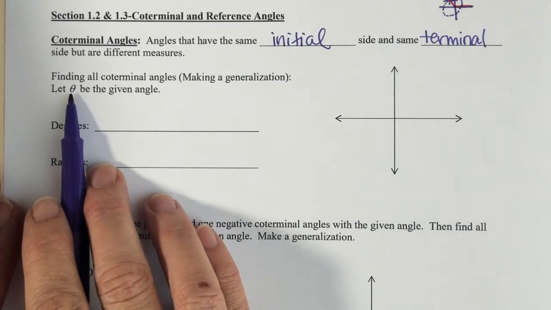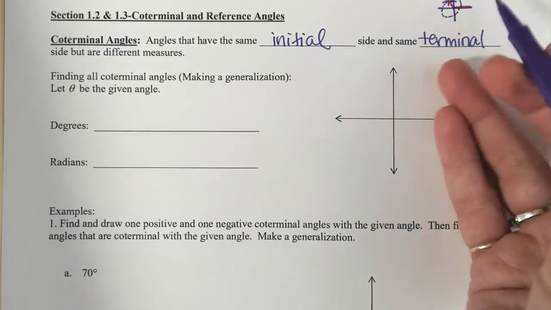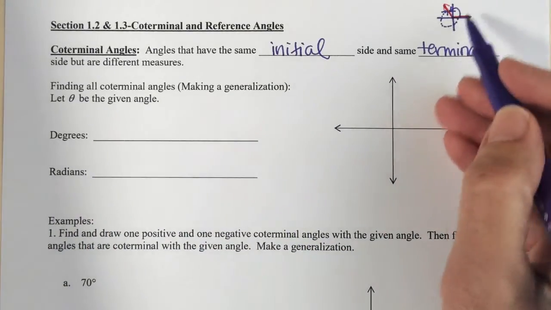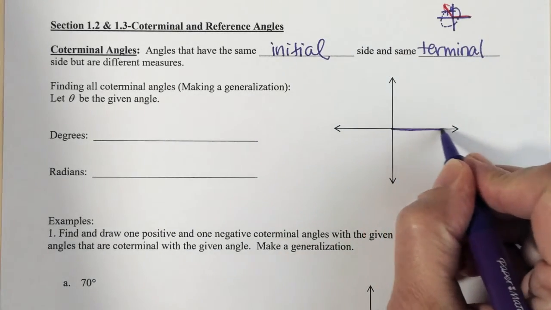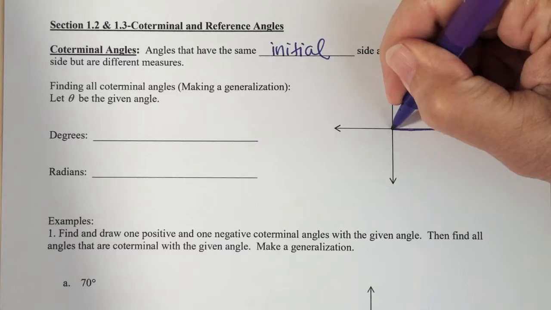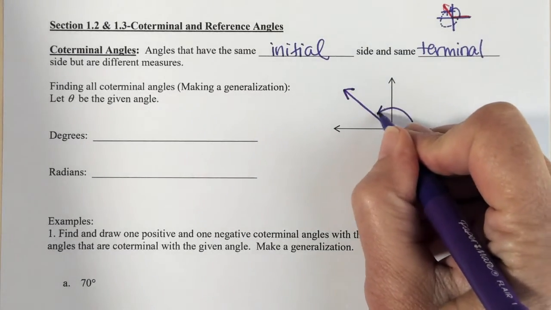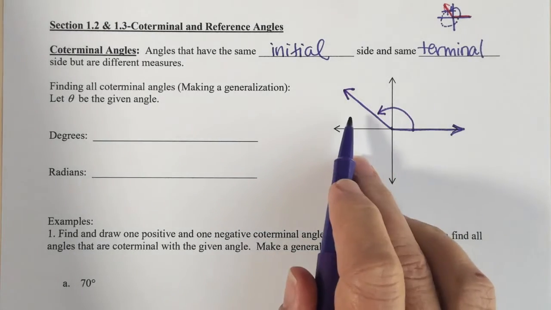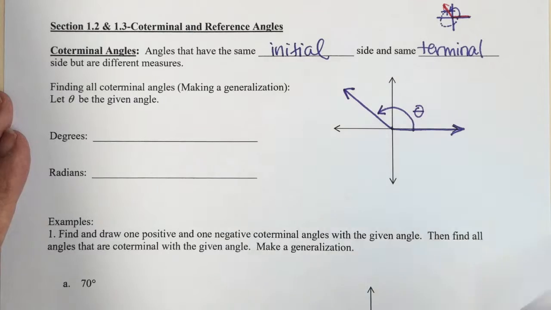We're going to let theta be the given angle. So if I expand upon this example here, and I have my initial side and I have my terminal side, I have this angle, and this is a positive degree. So this is going to be my theta.